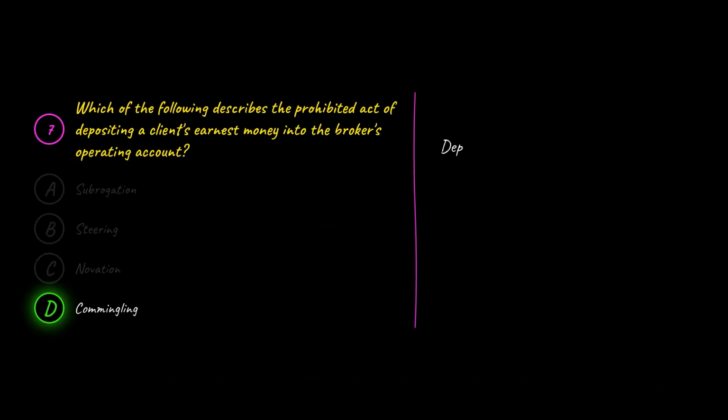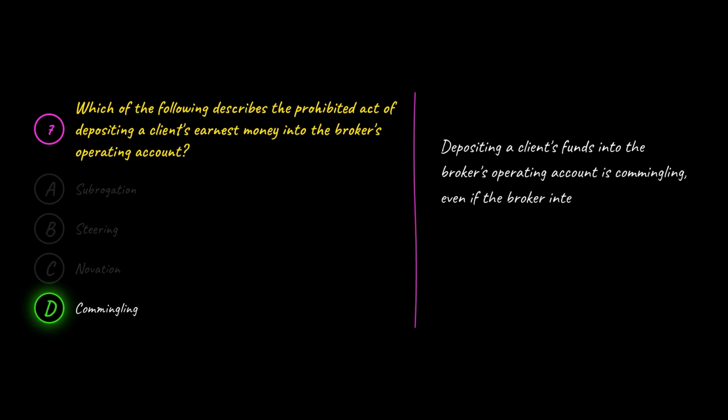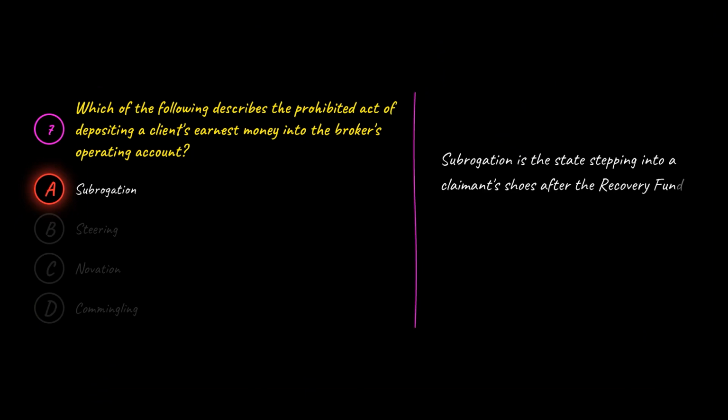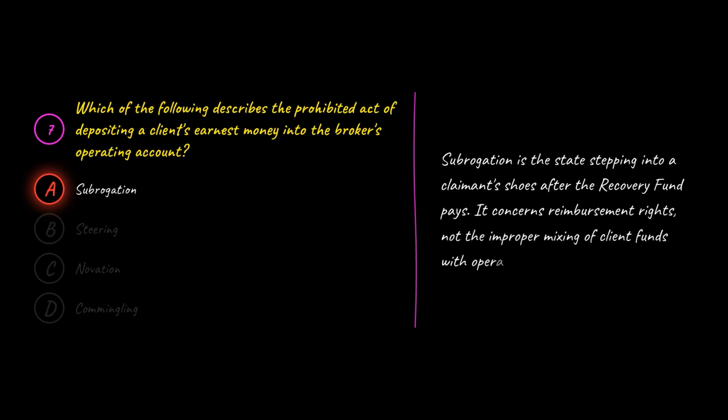D is correct because depositing a client's funds into the broker's operating account is commingling, even if the broker intends to track the funds separately by ledger. Physical separation is required because ledger entries alone are insufficient protection. A is wrong because subrogation is the state stepping into a claimant's shoes after the recovery fund pays. It concerns reimbursement rights, not the improper mixing of client funds with operating money.